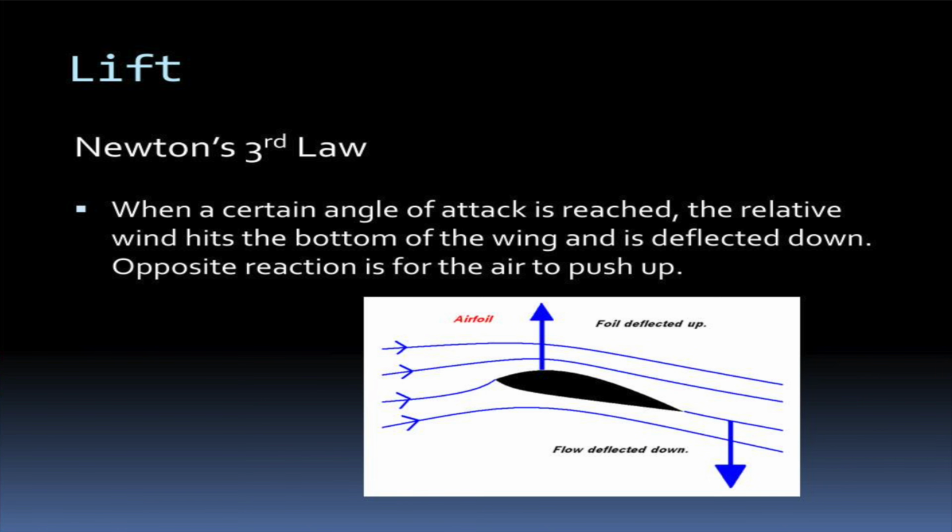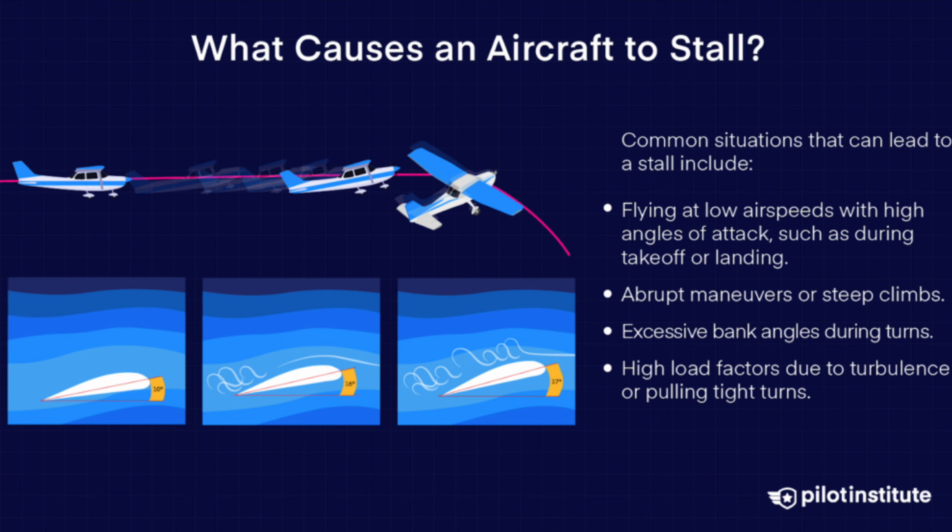The angle at which the wing meets the oncoming air is known as the angle of attack. Increasing this angle can enhance lift up to a certain point. However, if the angle becomes too steep, it can lead to a stall, where lift is dramatically decreased.